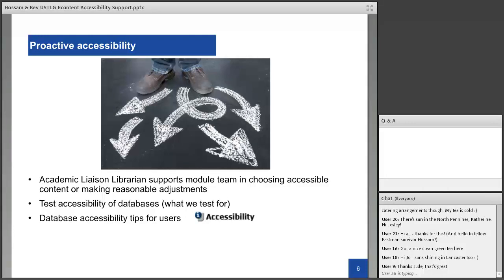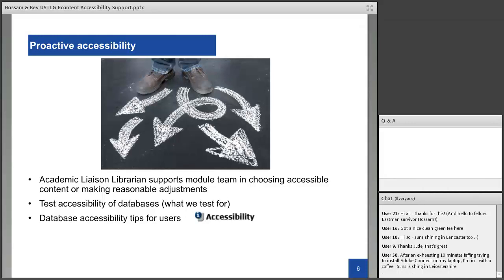Once we've done the database testing, two things happen. If there are no issues, fine, nothing needs to be done. If there are some issues and there are workarounds, we can put some accessibility tips for students on this database, for example, if the database has a special accessibility feature, we can advise them about it. Also, if there are issues with the database, we will communicate this to our e-content advisors, and they will talk to the suppliers.